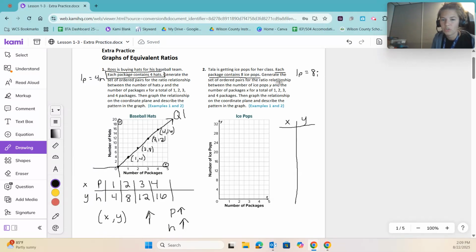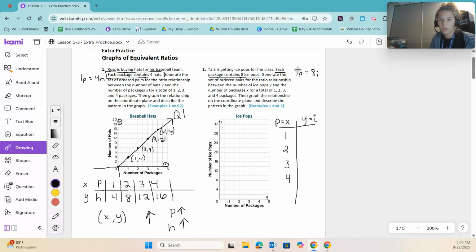Generate a set of ordered pairs for the ratio relationship between the number of ice pops, y, so y is my ice pops, and the number of packages, x. So x is my number of packages, for 1, 2, 3, and 4 packages. Make sure that your x and y's match what is on the graph. And if they don't put that on there for you, make sure whatever they tell you, if x is the total number of packages, you label your x-axis as packages.